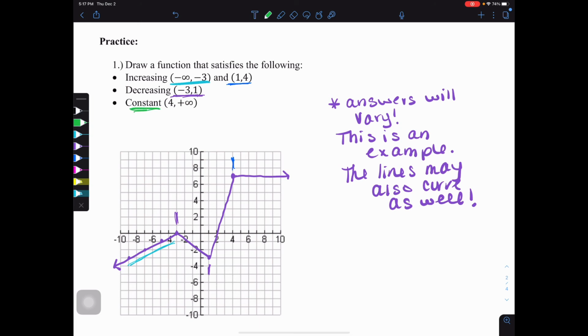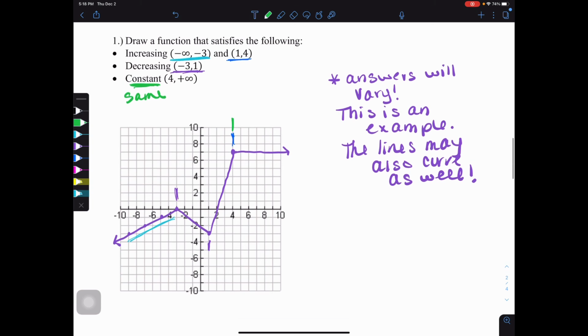And then this one's really important as it is interesting and unique to the rest of the sections. This is where I need to stay constant. Constant means I'm staying the same. So I need to make sure that from a value of 4 all the way up to infinity, I am staying at the same exact level. Since I am already up at a y value of 7, you can see as my x's continue to go on to the right, I'm staying at that same y value of 7. So that's showing constant. There should be an arrow on the end showing that it's going to continue doing that all the way towards infinity.